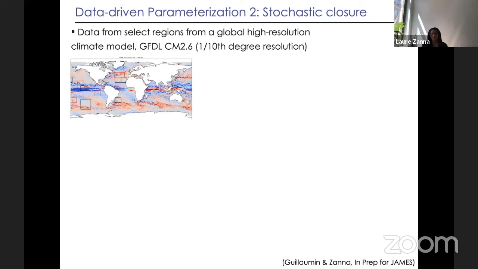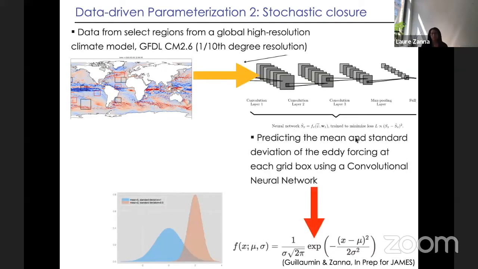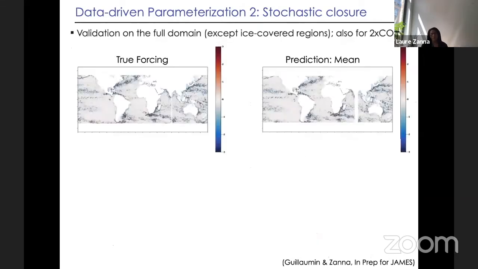Okay, and so the last showcase before I close is this idea of learning from higher resolution data. So now we're going to learn from a global climate model, not idealized cases anymore. And we're going to use a neural net to predict the mean and the variance using basically a modified architecture of the convolutional neural net. We're using global climate data from a very high resolution climate model, the GFDL model. And I'll just play the movies.